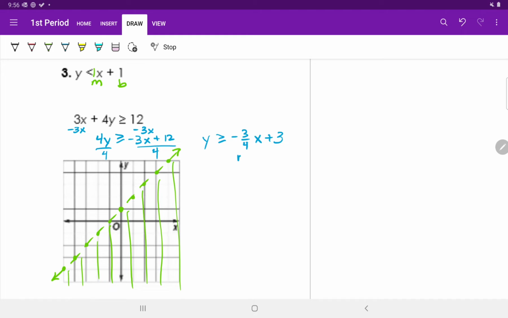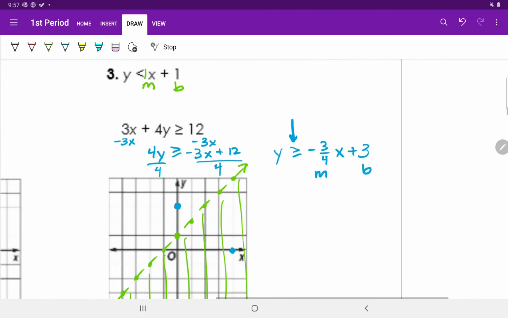Now we can very easily pick out our m and our b. We start with our b, 1, 2, 3, that's our y-intercept, and then we use a slope of -3/4 to do a rise of -3 and a run of 4. Well, a rise of -3 goes down, so down 3 and right 4. Puts us right here for our second point. Since this is a greater than or equal to symbol, we are going to be drawing a solid line.